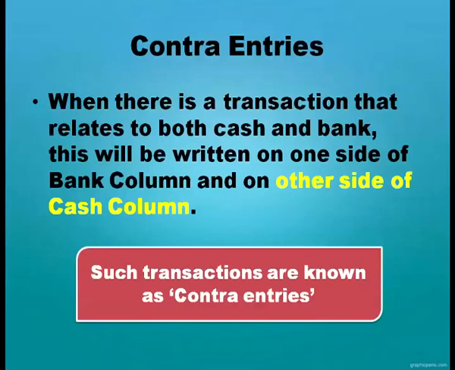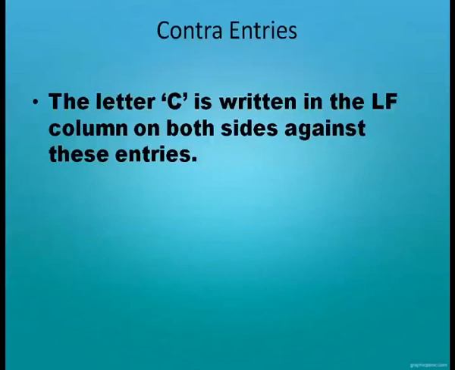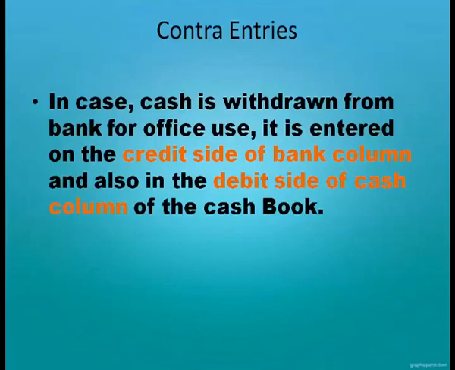When there is a transaction that relates to both cash and bank, it will be written on one side of the bank column and on the other side of the cash column. Such transactions are known as contra entries. The letter C is written in the ledger folio column on both sides against these entries. In case cash is withdrawn from the bank for office use, it is entered on the credit side of the bank column and also on the debit side of the cash column of the cash book.